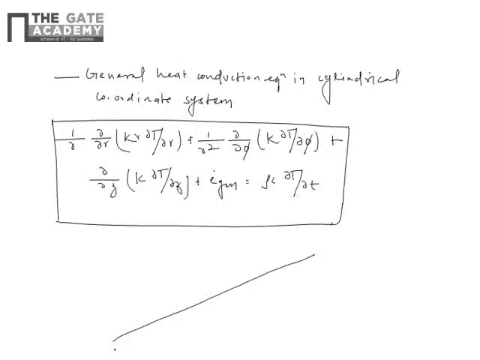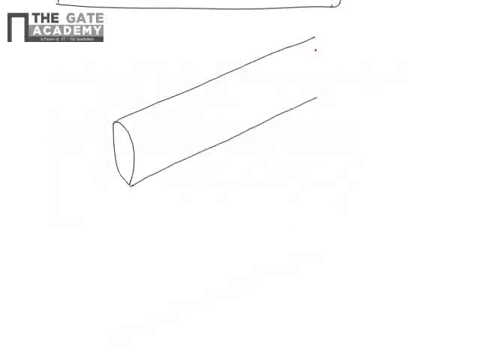consider a cylindrical body. This axial length represents Z, this is R, and perpendicular to the circumference, this represents phi. This is the phi direction.